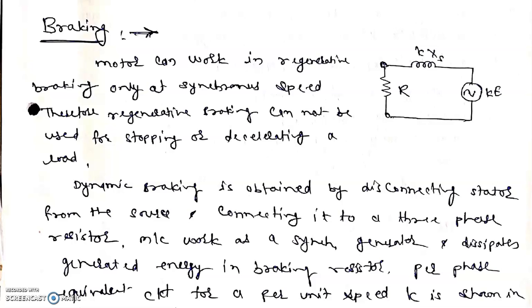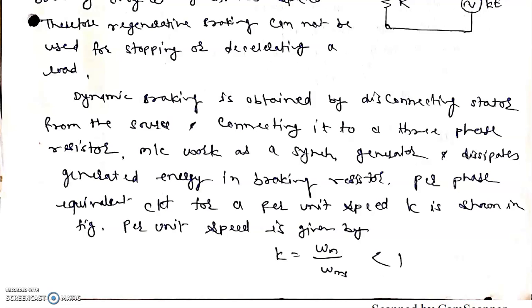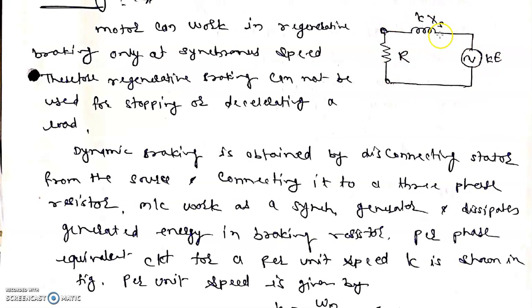Dynamic braking is obtained by disconnecting the stator from the source and connecting it to a three-phase resistor. This is the circuit for the dynamic braking case, where the stator has been disconnected from the source and connected through a dynamic braking resistance RB. By connecting it to the three-phase resistor, the machine works as a synchronous generator and dissipates the generated energy in the braking resistor.